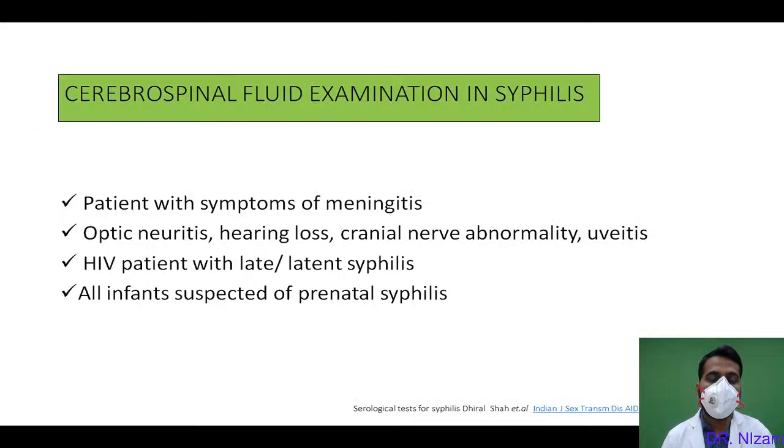Now, in cerebrospinal fluid examination in syphilis, what all can we send? Where all can we send it for the cerebrospinal? What are the indications? When the patient has symptoms of meningitis, when the patient has optic neuritis, hearing loss, cranial nerve abnormalities, and if the patient is HIV positive with late or latent syphilis, and all the infants suspected of prenatal syphilis. In all these conditions, CSF syphilis testing is sent.